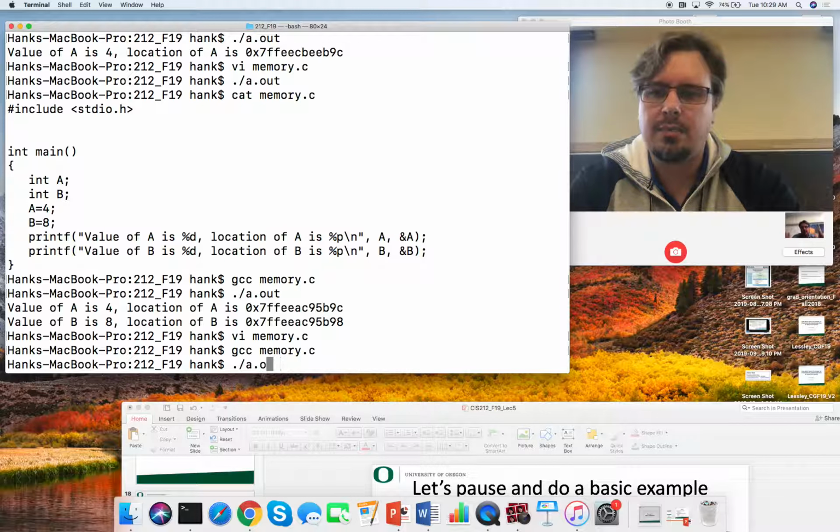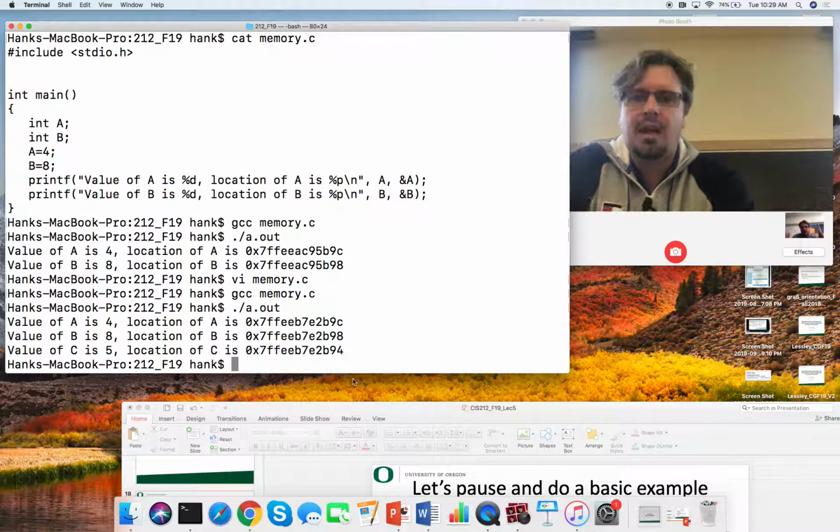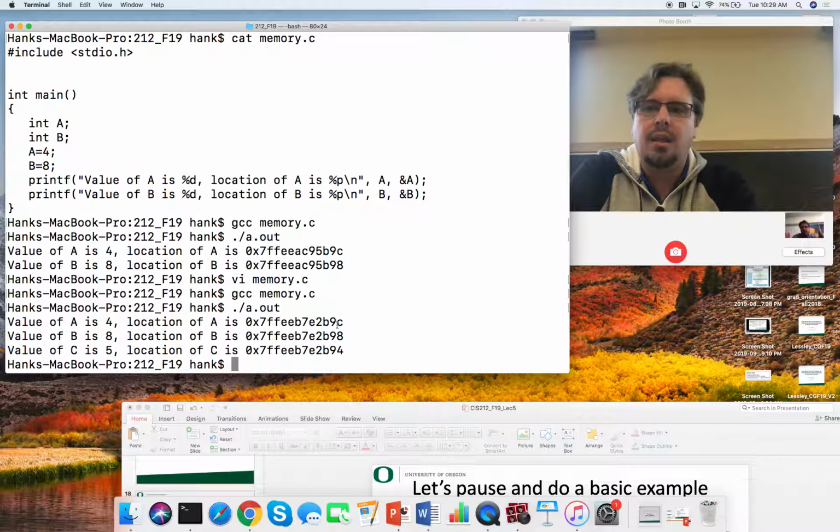And if we run it, now we have the expected thing: A was still at 9C, B was at 98, and C is now at 94. This is not a guarantee. It does not have to work this way. The compiler has flexibility in how it lays out the memory.